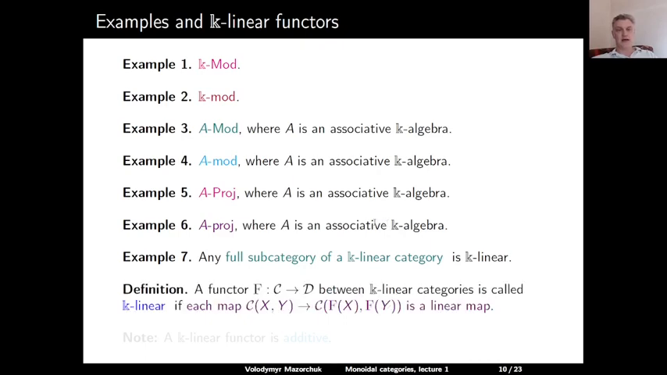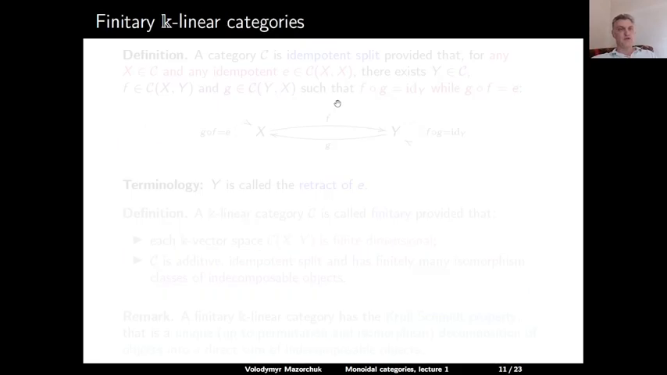Definition: a functor F between two K-linear categories is called K-linear, provided that each map from Cxy to D F of x, F of y is a linear map. And note that a K-linear functor is automatically additive. Let us now talk about finitary K-linear categories.